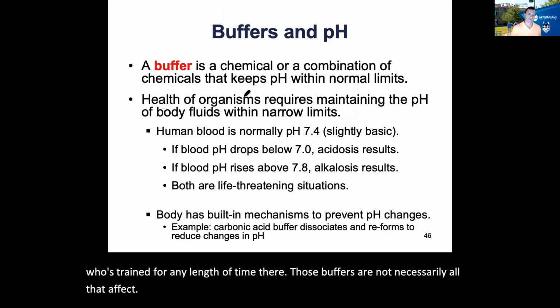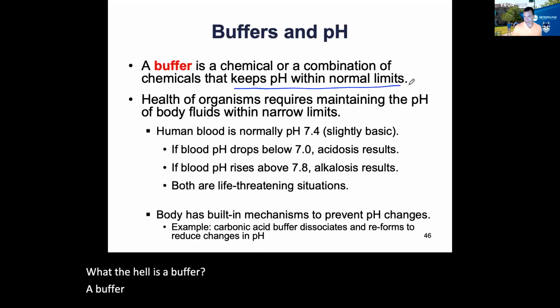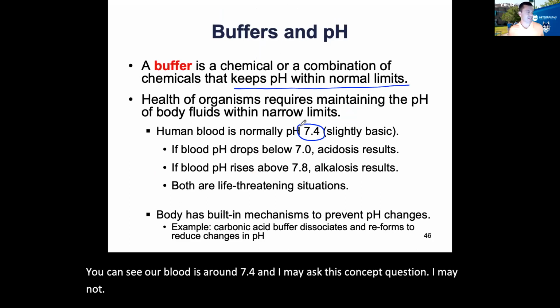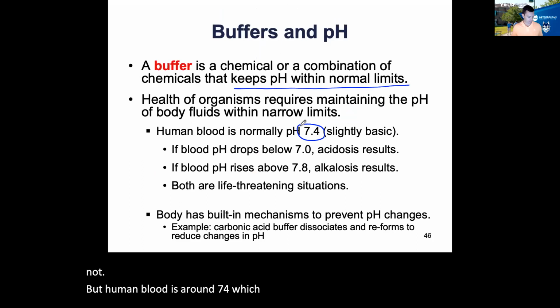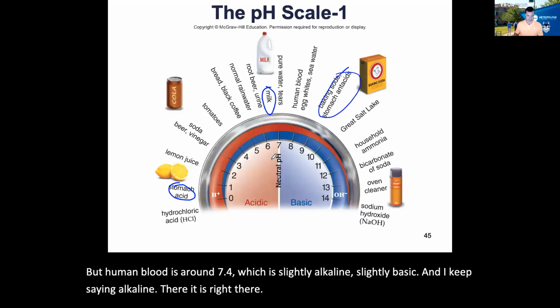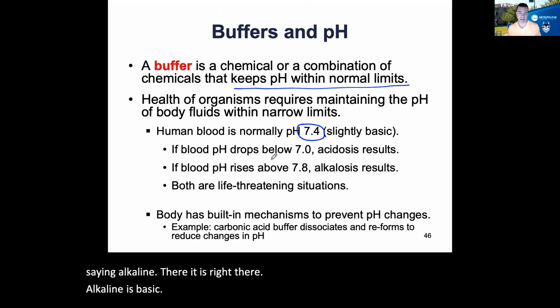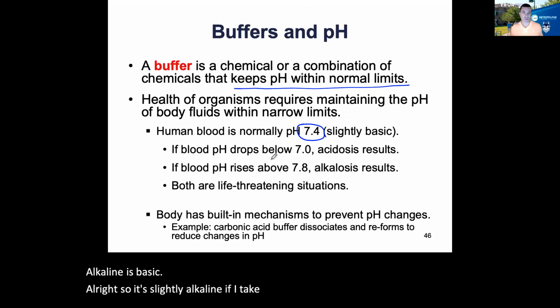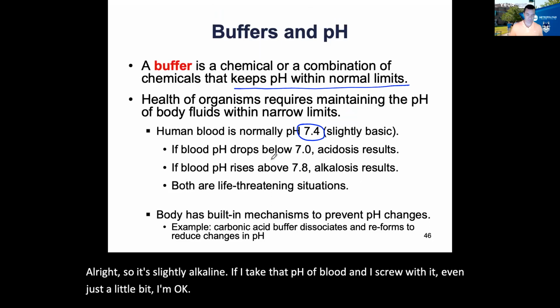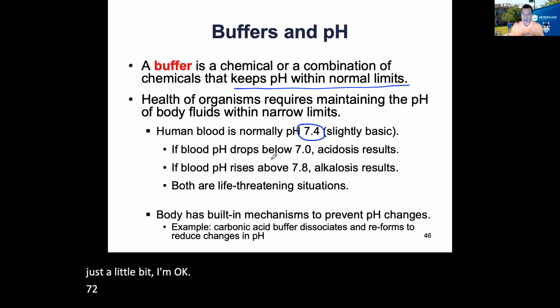What the hell is a buffer? A buffer is something that keeps pH within normal levels, okay? You can see our blood is around 7.4, and I may ask this concept question, I may not, all right? But human blood is around 7.4, which is slightly alkaline, slightly basic, and I keep saying alkaline, there it is right there, okay? Alkaline is basic, all right? So it's slightly alkaline. If I take that pH of blood and I screw with it even just a little bit, I'm okay, okay? Like 7.2, 7.6, I can still function normally.